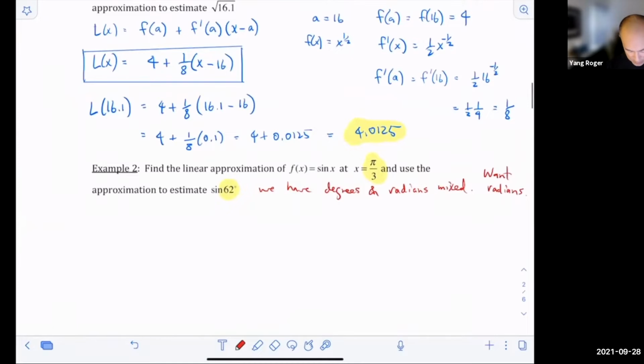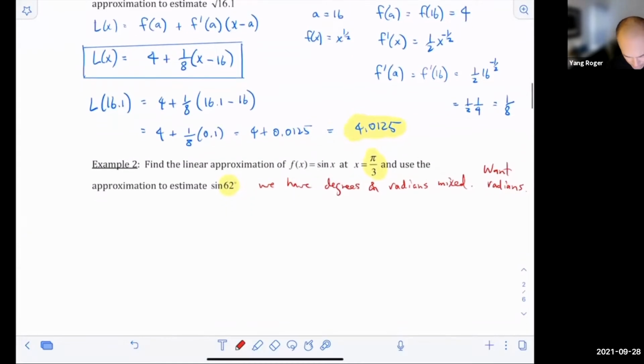But we've got to write down a few things here. One thing we need to do is know what our a point is, the anchor point where we're doing our linear approximation, where we're calculating the equation of the tangent line. And that's going to be pi over 3. We want to identify our function. Our function f of x is going to be sine of x. We're always going to need to take a derivative. The derivative of sine of x is cosine of x.